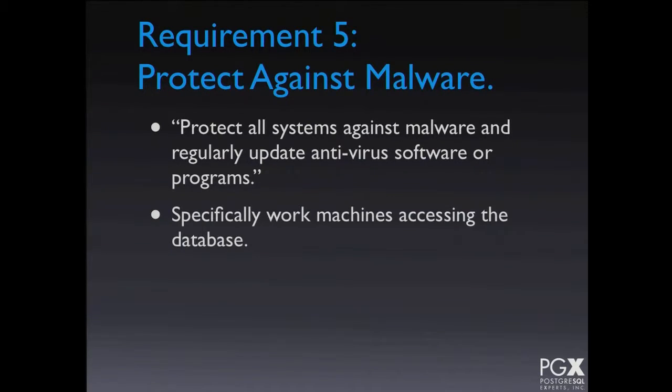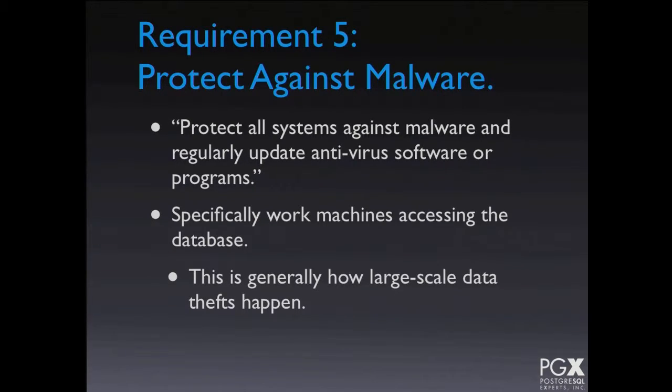Specifically, anything that accesses the database needs to have this. And the reason is this is how large-scale data breaches happen. For all of the concerns that PCI dumps on you, really, the way data breaches tend to happen is someone gets a virus into a Windows-based point-of-sale system. That's how the Target breach happened. These things where you read about 23 million credit card numbers exposed, that's usually because some malware managed to work its way into a point-of-sale system at a big retailer. Why they have Windows NT-based POS systems at this point is a question beyond the scope of this talk.